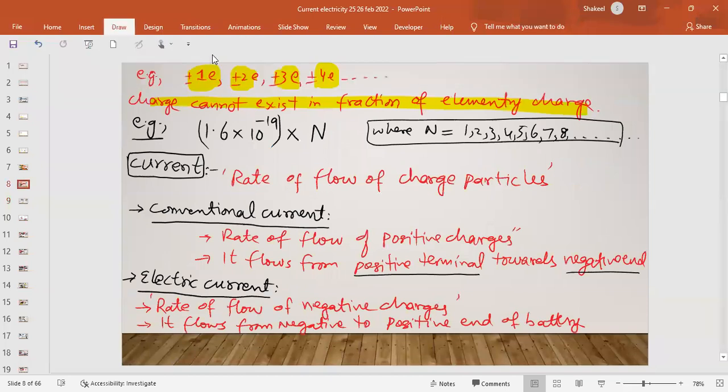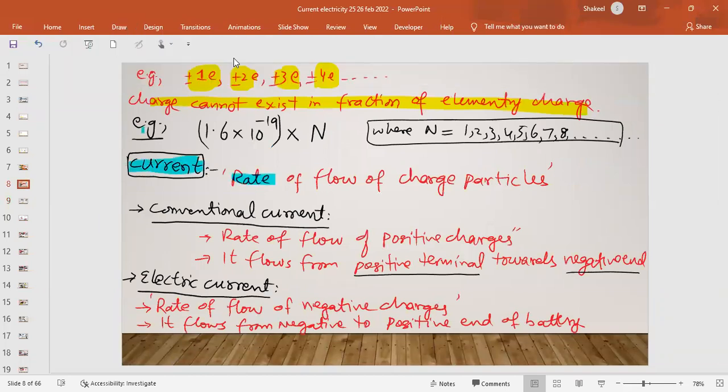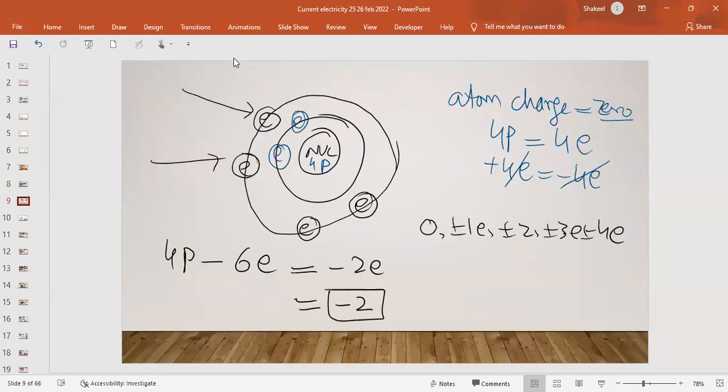Okay, then let's move to the next thing, which is current. So current is rate of flow of charged particles. This is like a simple definition, so we can just cruise through it quickly. And current, as charges are of 2 types, so current will be of 2 types as well. The first is conventional current. It is rate of flow of positive charges and it flows from positive terminal towards negative terminal. The second one is electric current. It is rate of flow of negative charges that flows from negative to positive terminal of the battery.